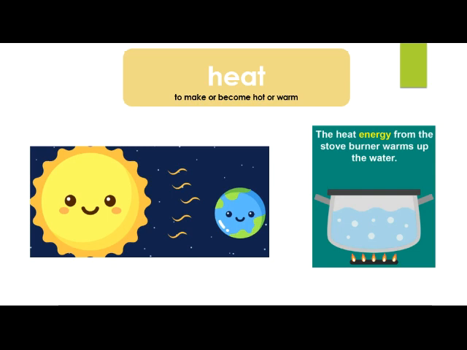Next we have heat. Heat means to make or become hot or warm. So the sun is what heats the earth, right? It's what makes it where we're not frozen solid. We can also heat things. The heat energy from the stove burner warms up this water. It makes the temperature increase and get warmer. So we can also make heat.